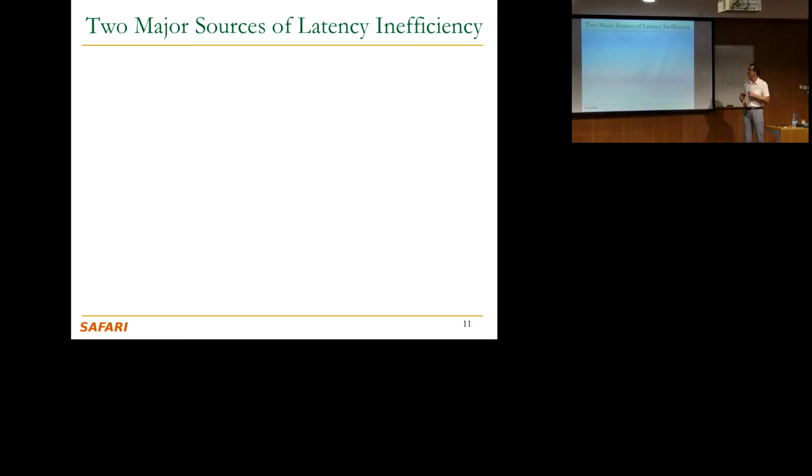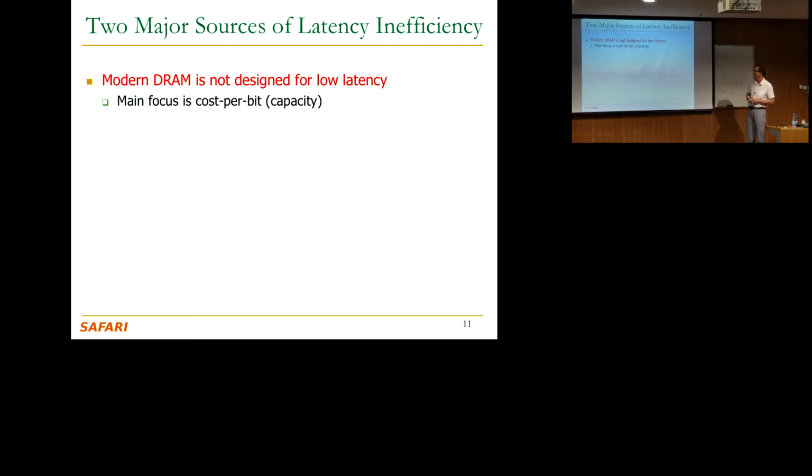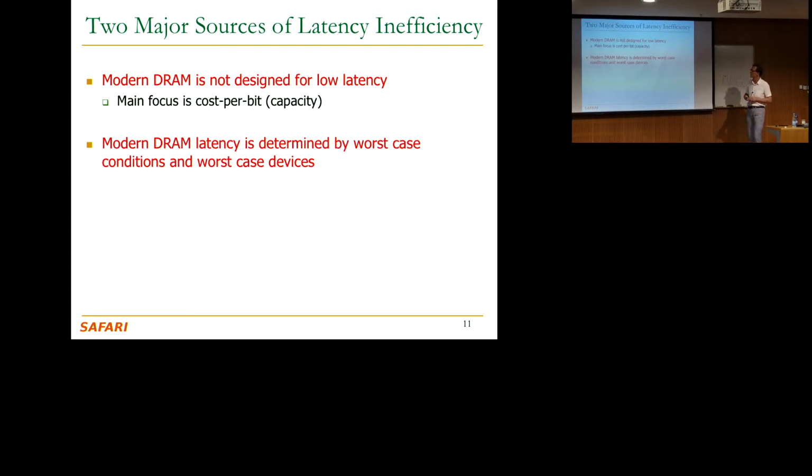So we want to actually fundamentally reduce latency. There are two major sources of latency inefficiency. First of all, modern DRAM is not designed for low latency. It's designed for maximal capacity. Main focus is cost per bit. So we're going to try to deconstruct that a little bit. Can we get rid of, not fully get rid of it, but can we actually make room for designed for low latency while not significantly reducing the capacity? That's going to be one of the goals.